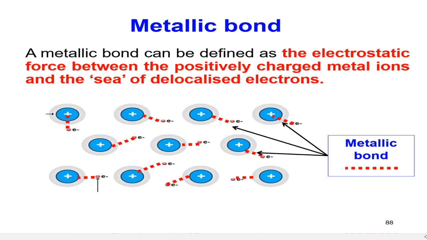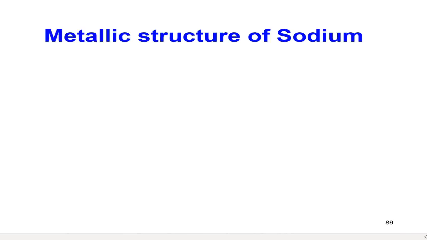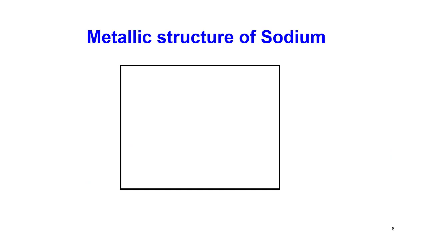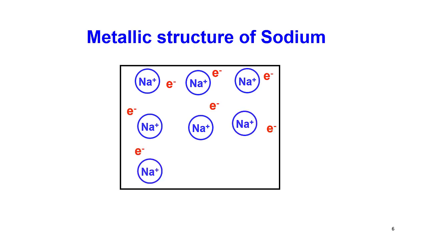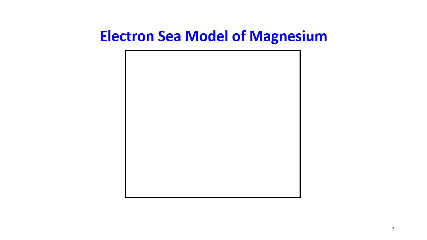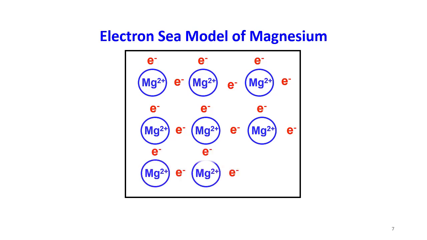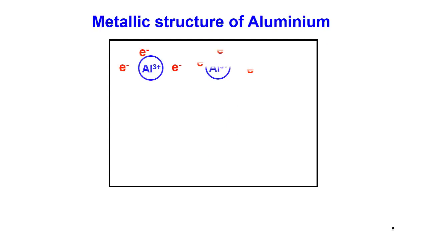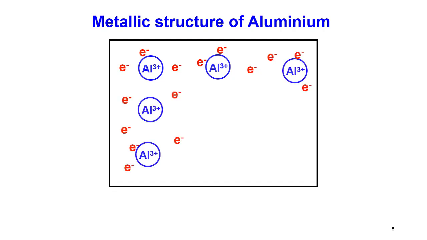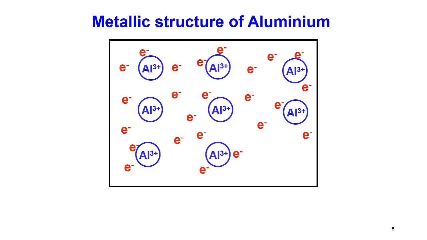The following slides show the metallic structure for sodium, magnesium, and aluminium. You can see that the number of free electrons or delocalized electrons in the structure is directly proportional to the number of valence electrons of the metal. Meaning that the higher the number of valence electrons, the higher the amount of electrostatic forces formed between the positively charged metal ions and the sea of delocalized electrons. Therefore, different amounts of energy are needed to overcome the metallic bond in sodium, magnesium, and aluminium.